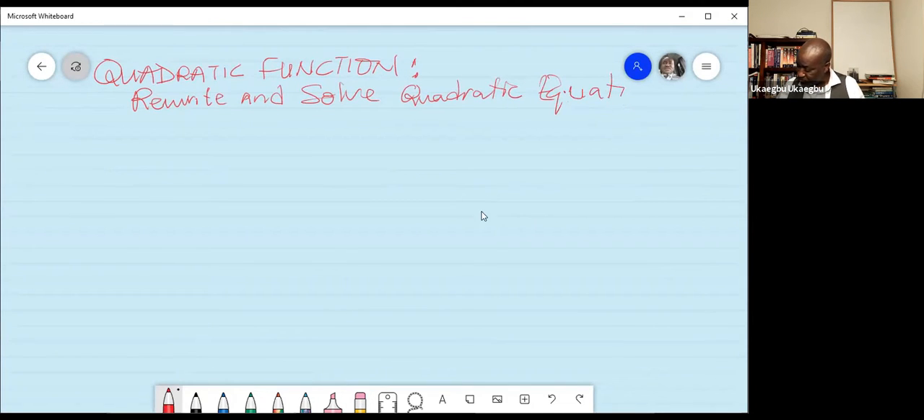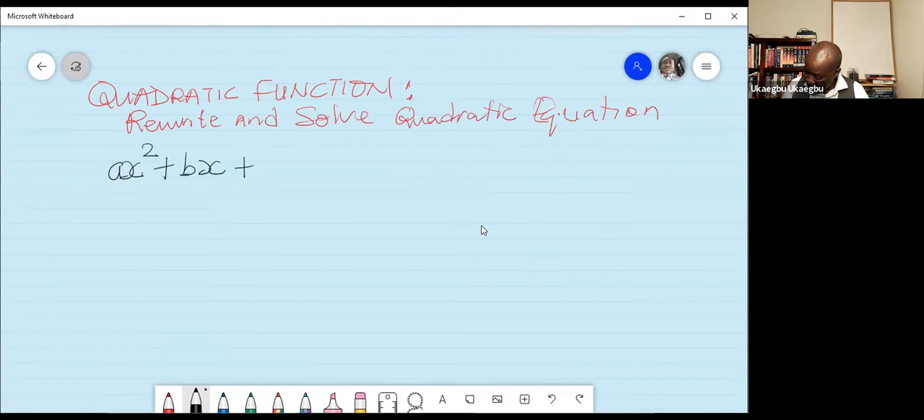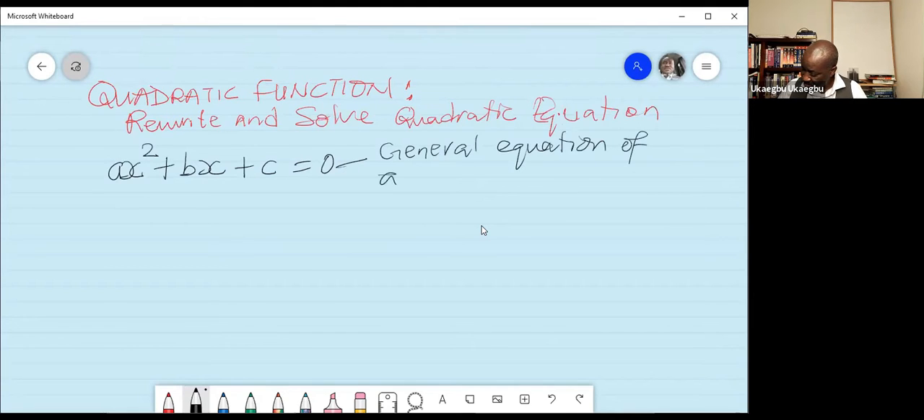Okay, so now let's do one thing first. I'm going to write the general equation of a quadratic, and then you are going to tell me the methods of solution. Okay, so let me start mine. I would say ax squared plus bx plus c equal to 0. And then I'll call it the general equation of a quadratic.